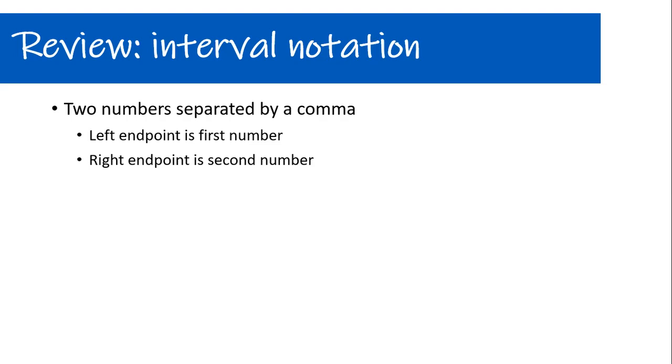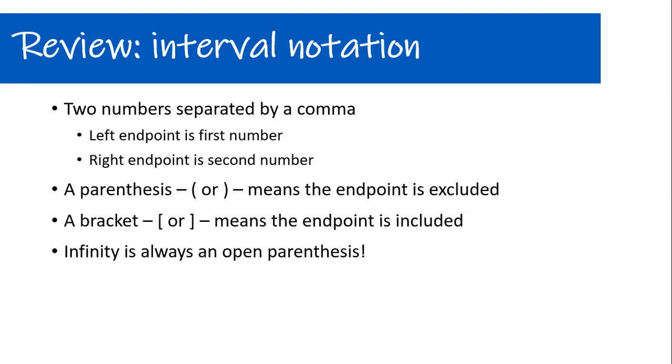Interval notation is just a mathematical way that we write a lot of things, okay? Two numbers are separated by a comma. The left endpoint is your first number, and the right endpoint is the second number. If you have a parenthesis, so that curved bracket, it means the endpoint is excluded. Okay, so it means everything up to that point, but not quite including that point. A bracket, so the square brackets, mean that the endpoint is included. So it means everything up to that endpoint and including that endpoint.